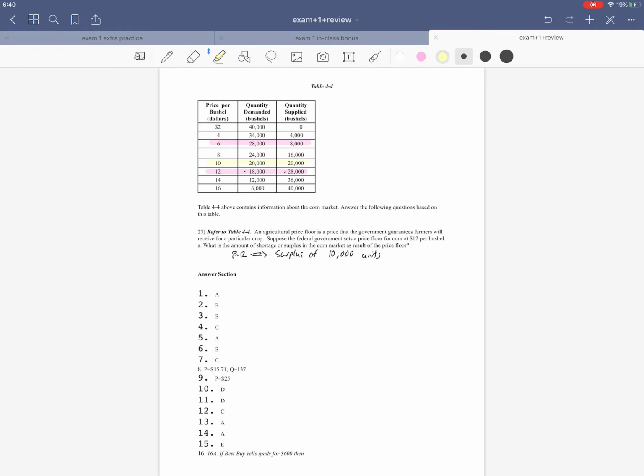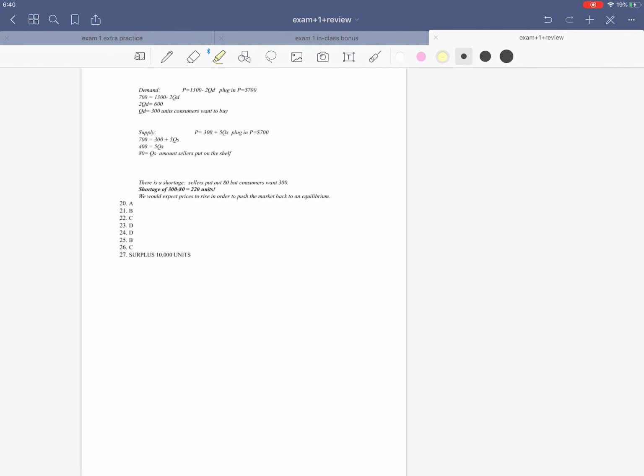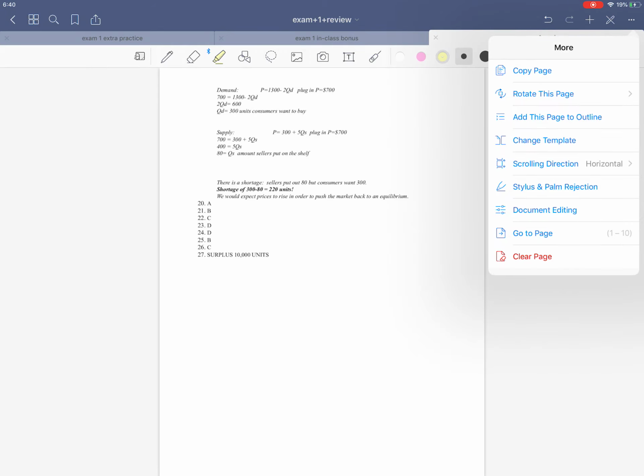So that shortage at $6 will continue to persist and the market's unable to adjust itself back to equilibrium. So that deals with a lot of the inefficiencies, or what we call market failures. Now, speaking of market failures, I wanted to touch base very briefly on some of the information from chapter 5.